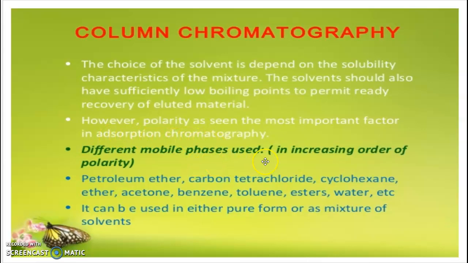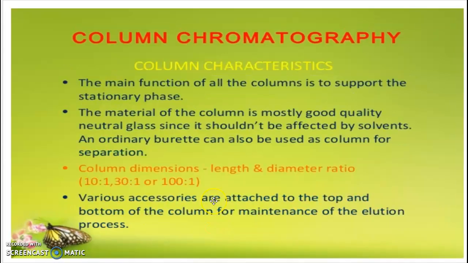Different mobile phases are used in increasing order of polarity. They have given some examples: petroleum ether, carbon tetrachloride, cyclohexane, ether, acetone, benzene, toluene, esters, water, etc. It can be used in either pure form or as a mixture of solvents. You can mix it and you can use it. Okay.